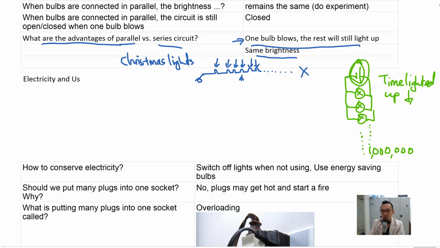The other thing is that parallel circuits are more troublesome to wire up, so that is a disadvantage. Series circuits are really much easier. It's much easier, uses fewer wires, and is cheaper. Parallel circuits are more expensive to wire, and more complicated to wire as well.